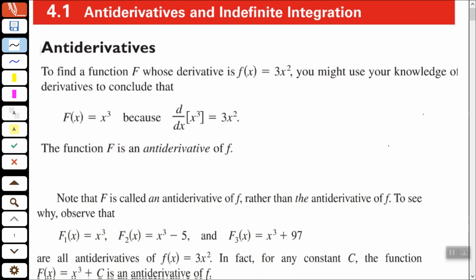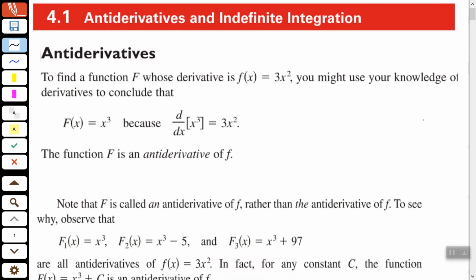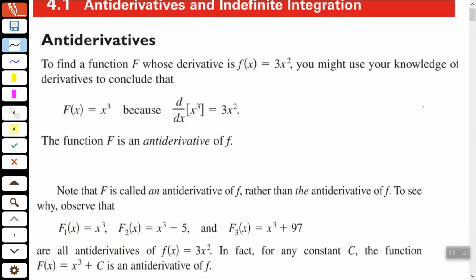In this video, we're going to look at the antiderivative. So we're going backwards from the derivative and we're looking at the antiderivative and indefinite integration. It says to find a function capital F whose derivative is f of x, and for this capital F, that's the antiderivative, f of x equals 3x squared. You might use your knowledge of derivatives to conclude that the antiderivative is equal to x to the third.